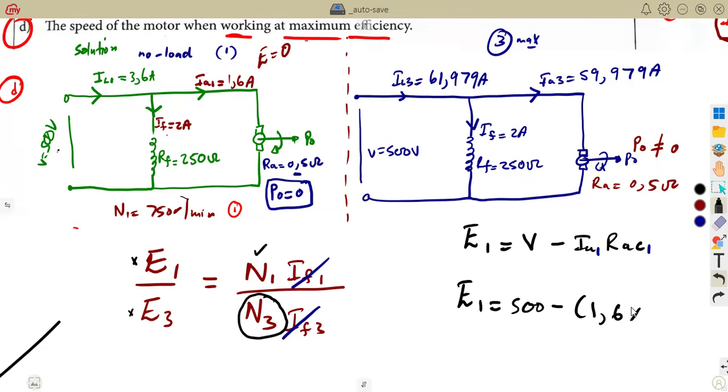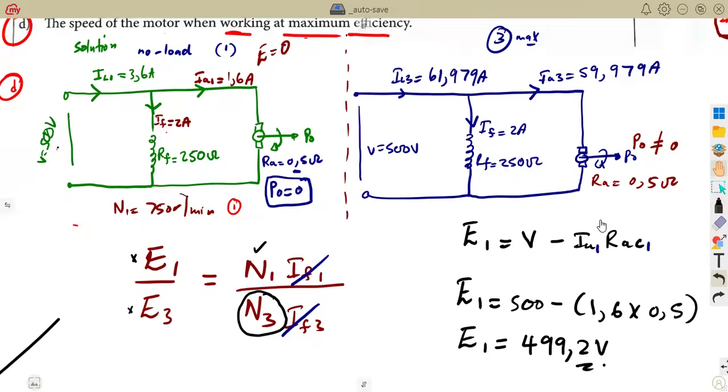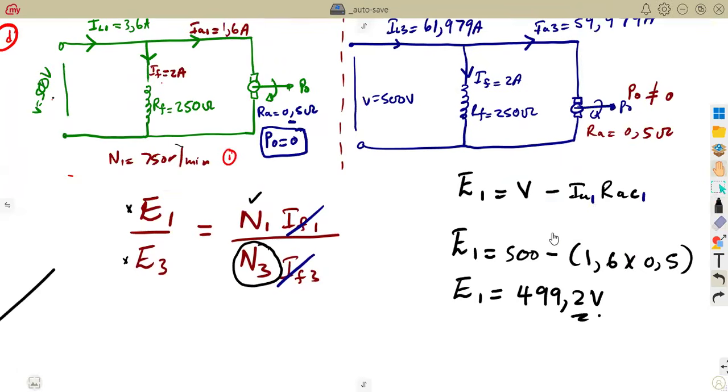The resistance of the armature circuit does not change, which is 0.5. So that is it, guys. We are going to obtain E1, which is 499.2 volts, generated, which is the back EMF.